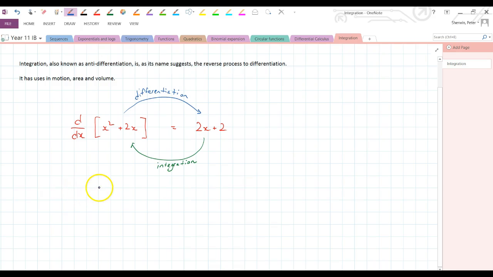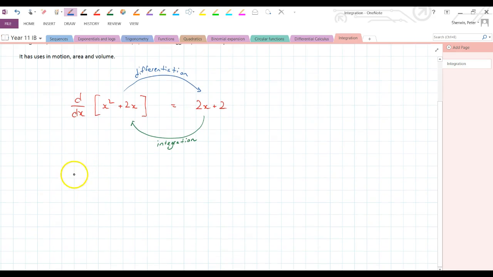So let's have a look at that. This is how it looks. It's an elongated S, which actually refers to sum. We'll get into that when we start talking about areas and volumes. For the moment, just understand that, just like this says derive this, this says integrate this with respect to the variable x. So we need a little dx on the end, just like we've got a dx here.